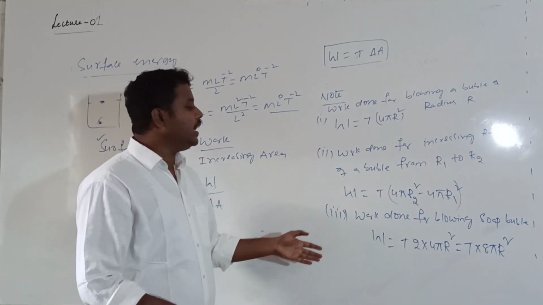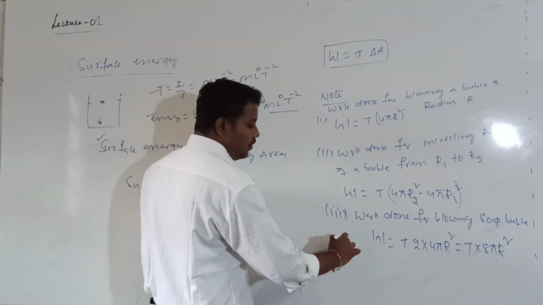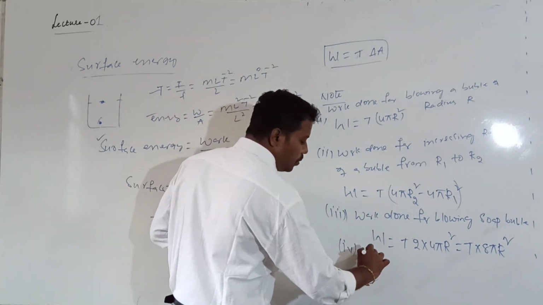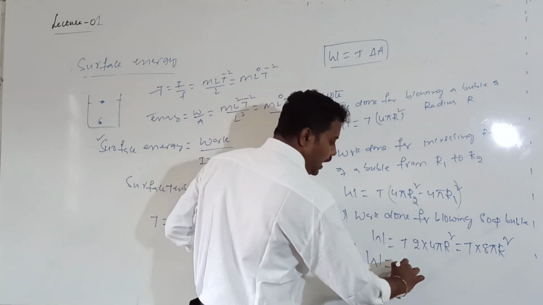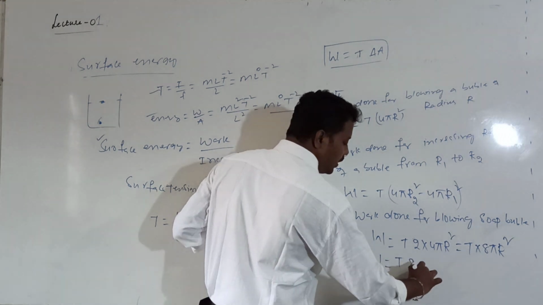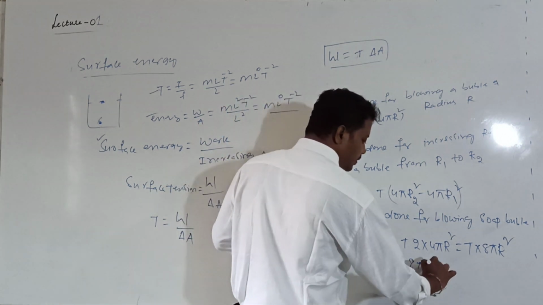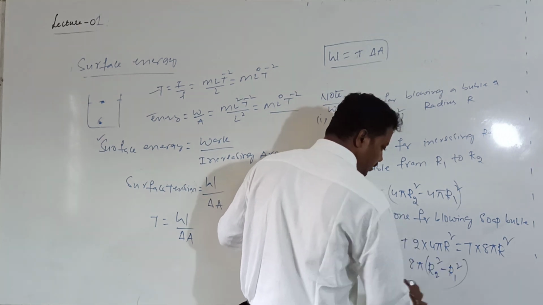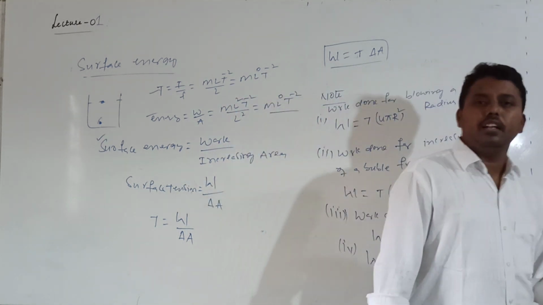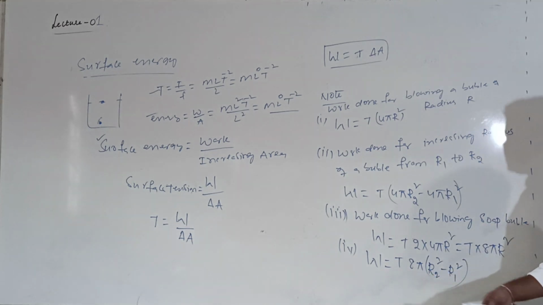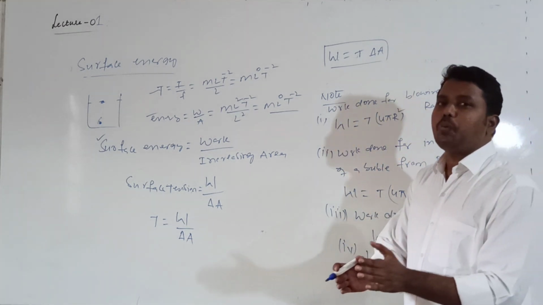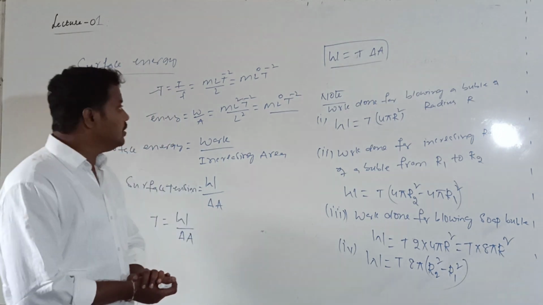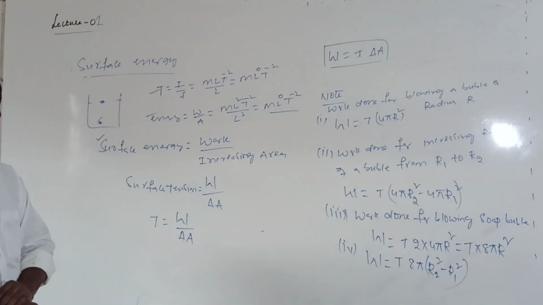If I want to calculate how much work has to be done for increasing the radius of a soap bubble from R1 to R2, that value is W is equal to T into 8 pi into R2 square minus R1 square. This is the work done for increasing the radius of the soap bubble from R1 to R2. So this is the concept of surface energy.